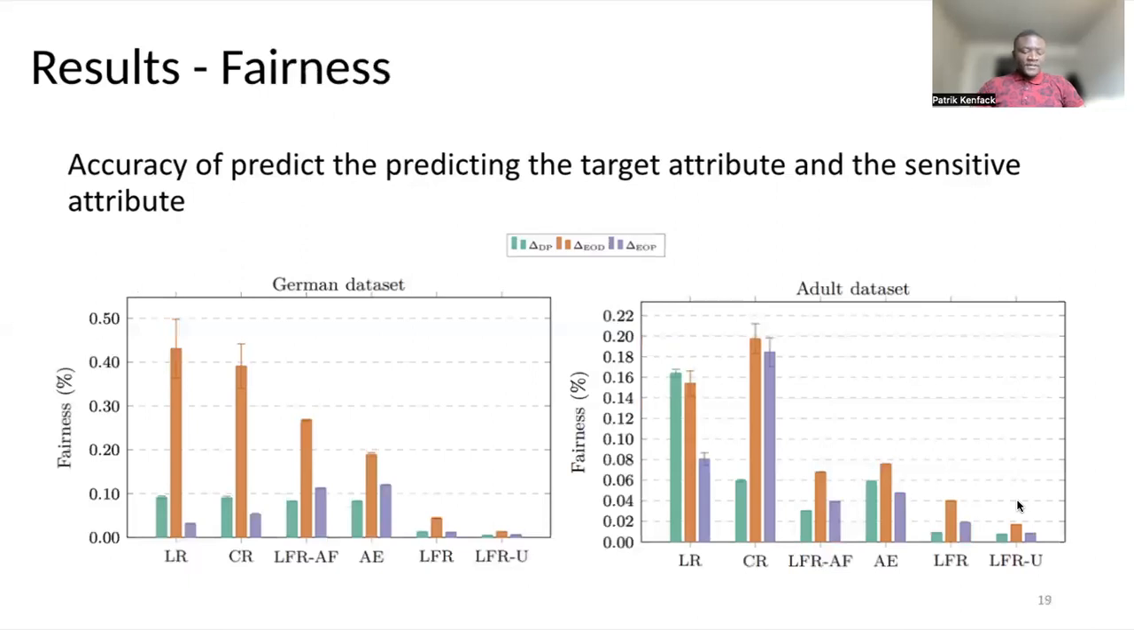Regarding fairness performances, we can see on the German dataset that our model provides better fairness. What is interesting here is that we aim at enforcing statistical parity, but this has a positive impact on other metrics such as equalized odds and equal opportunity. So on both datasets, we were able to achieve similar or better results. If you compare in terms of trade-off, we can say that our method provides a better trade-off than existing approaches.